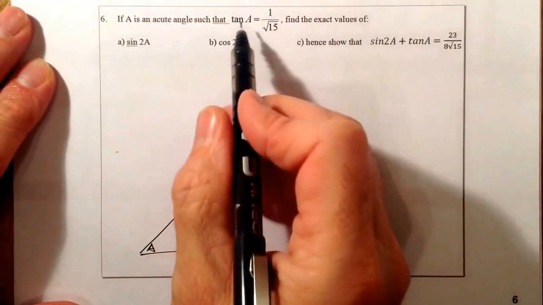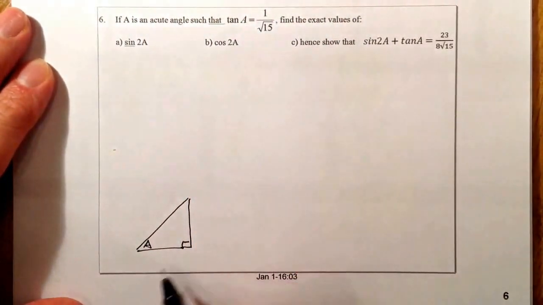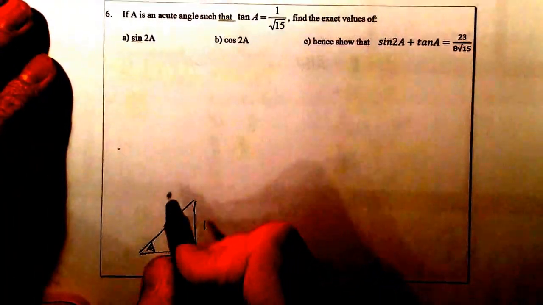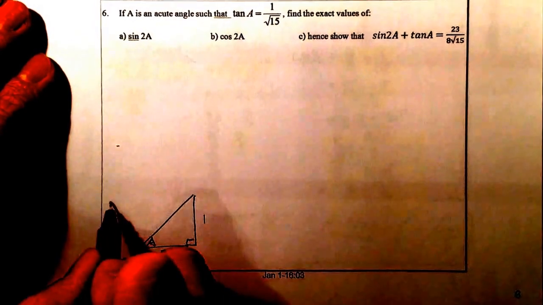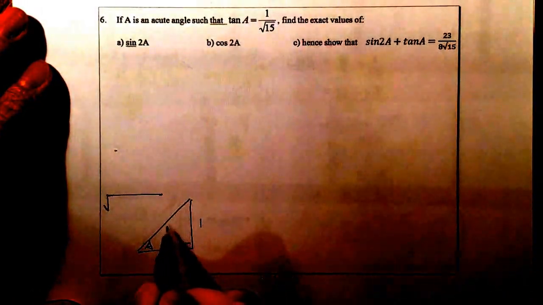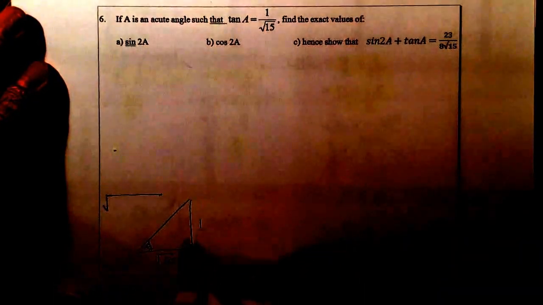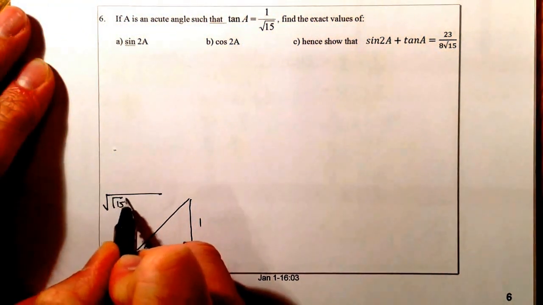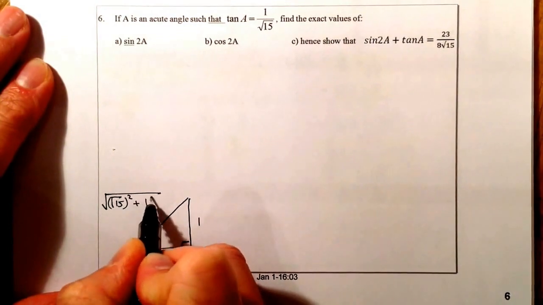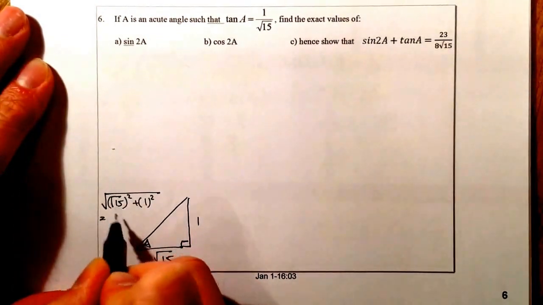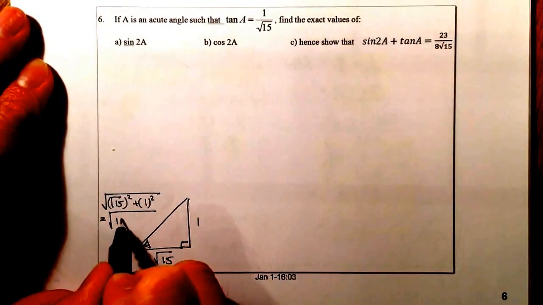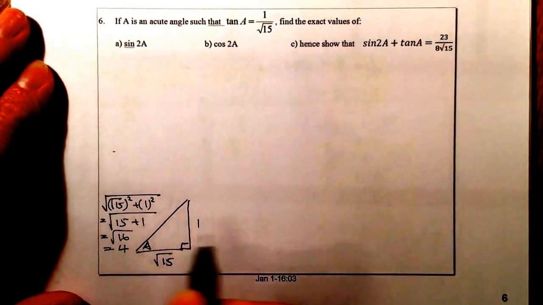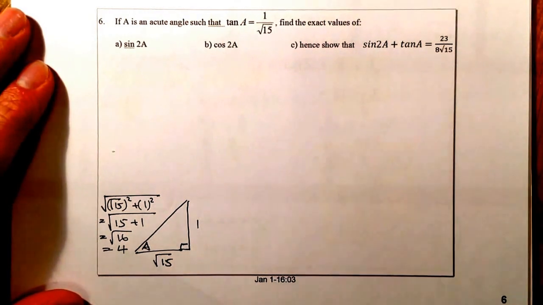A down here, so tan is equal to the opposite over the adjacent, so that's 1 here and I've got root 15 here. Doing the Pythagoras work for this side, that's the longest side, so I'm going to add these squared together, take the square root of them. So the square root of 15 squared plus 1 squared gives me the square root of 15 plus 1, the square root of 16 gives me 4. So this side here is going to be equal to 4.